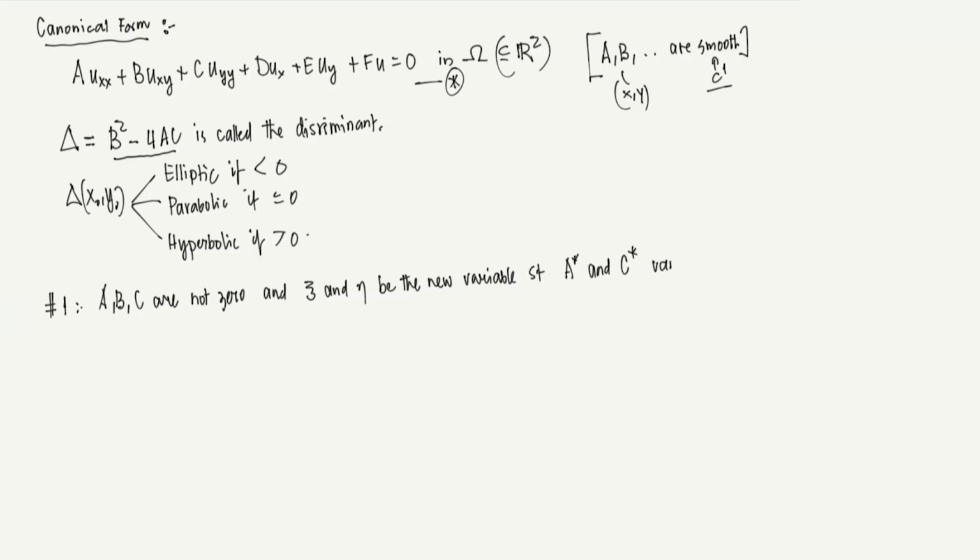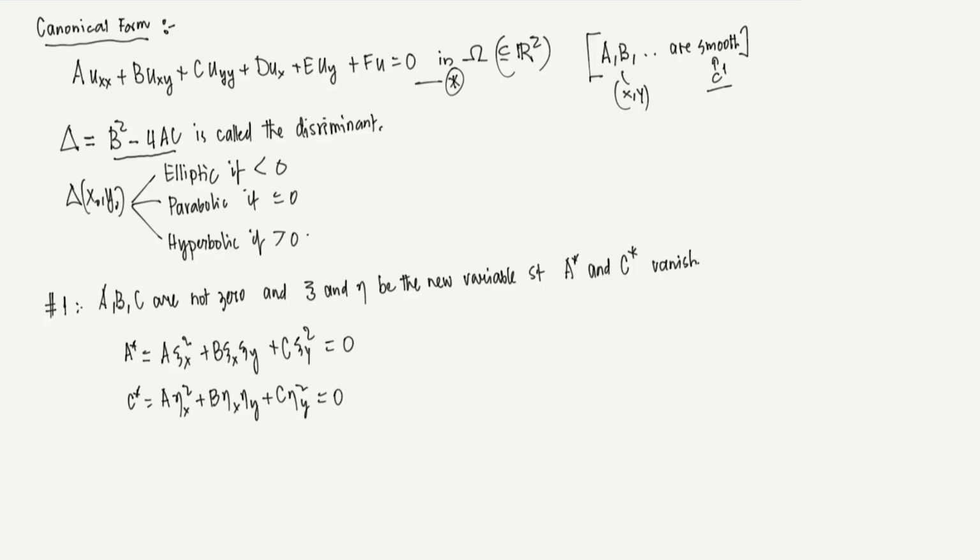If you don't remember what A star and C star are, go back to the last video. A star is nothing but A xi_x squared plus B xi_x xi_y plus C xi_y squared. And C star is exactly the same thing, but in terms of eta. So it is A eta_x squared plus B eta_x eta_y plus C eta_y squared. Clear? Now we want both of these coefficients to be 0.